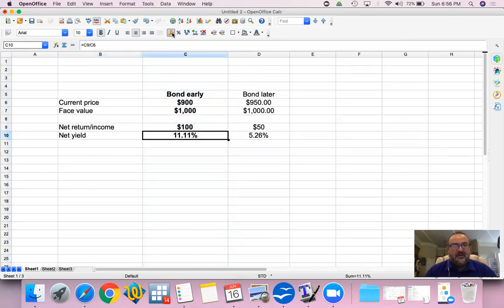Well, we bought it at $900 and we're making 11%. Fantastic. So we don't really have to feel bad that interest rates went down and the same bond is now trading at $950. In fact, we could sell this specific bond that we bought at $900 at $950 and realize a $50 profit. Now, we are feeling pretty good about this.